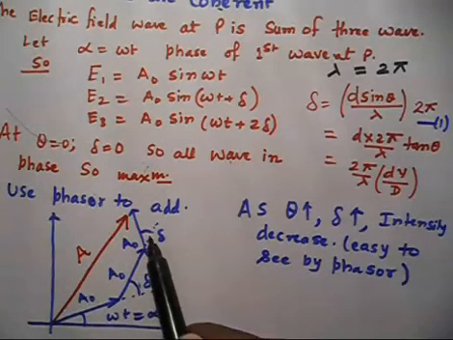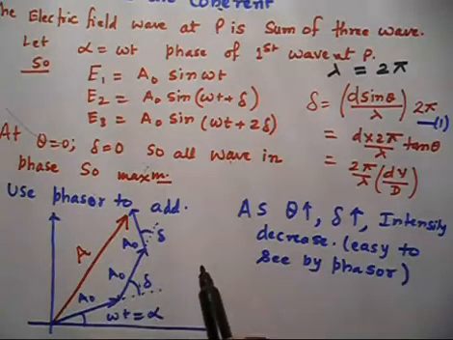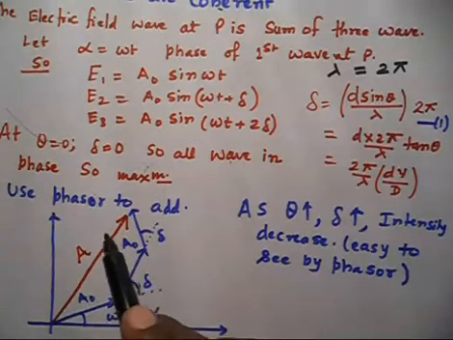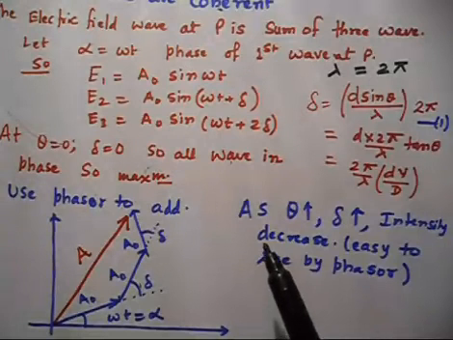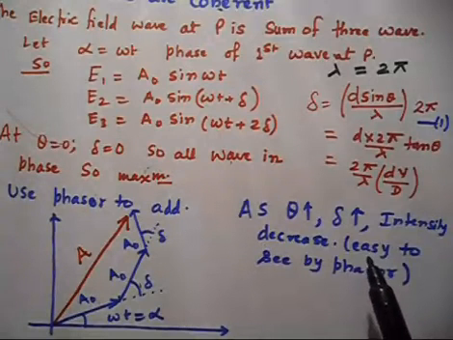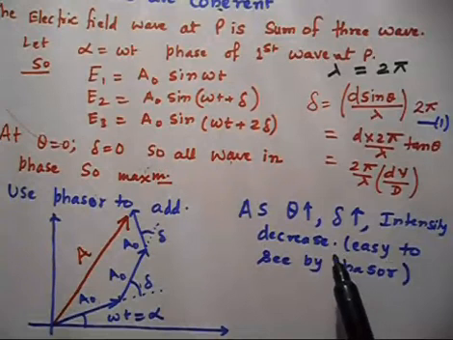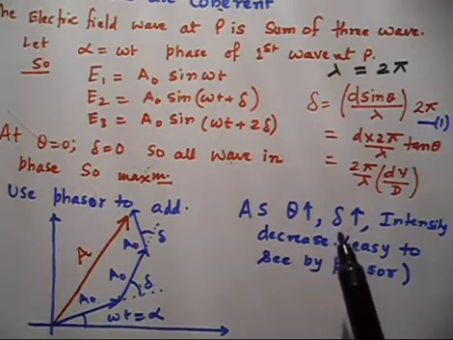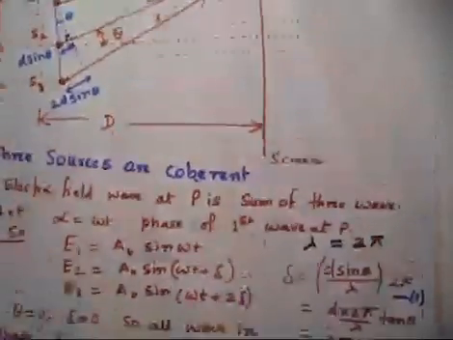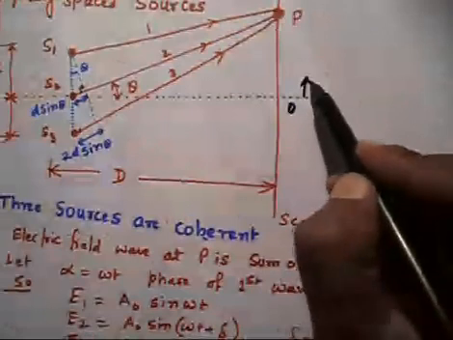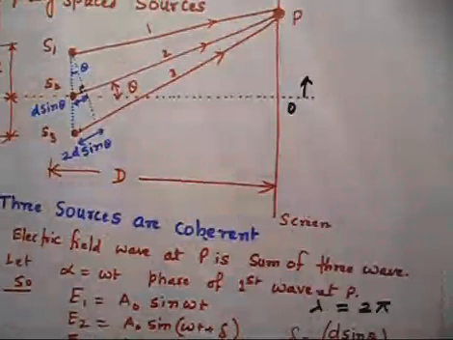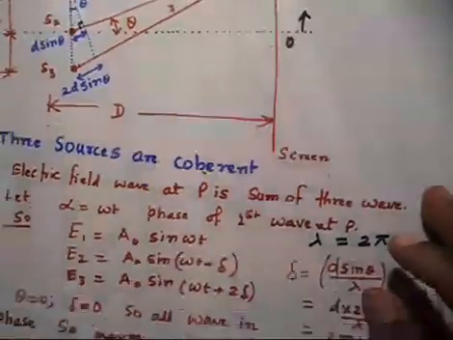So if you increase the delta, this will become smaller and smaller. You see, at this point delta is this. If you make it more, this will come here, this will come here. So A will be shorter, and intensity is directly related to amplitude. So intensity will be lower. So intensity decreases if you increase theta. This means as you go away from the center, I can clearly say, if you go away from this point, intensity will decrease because theta is increasing and delta is increasing.